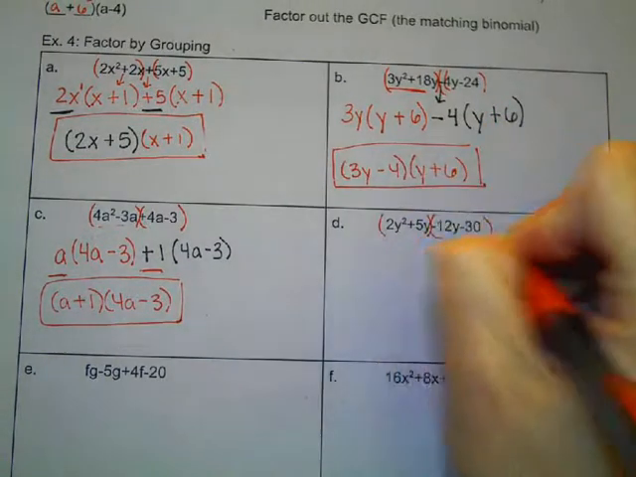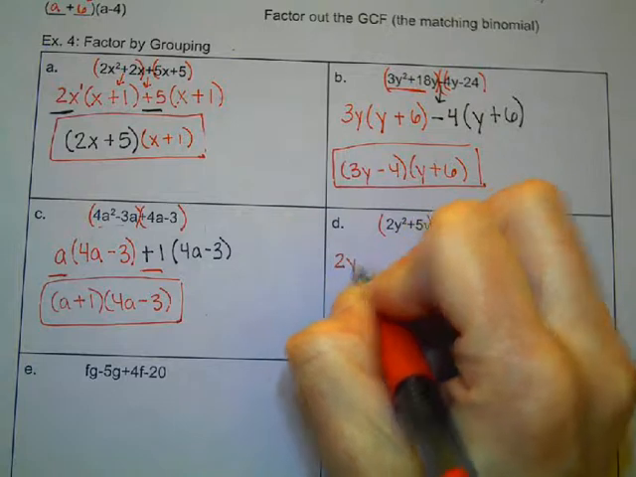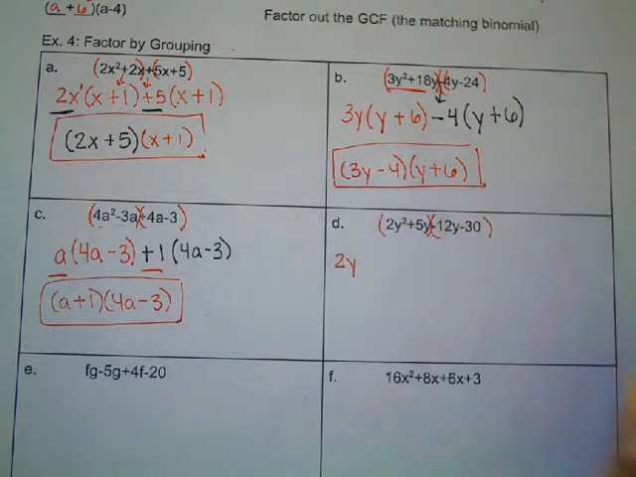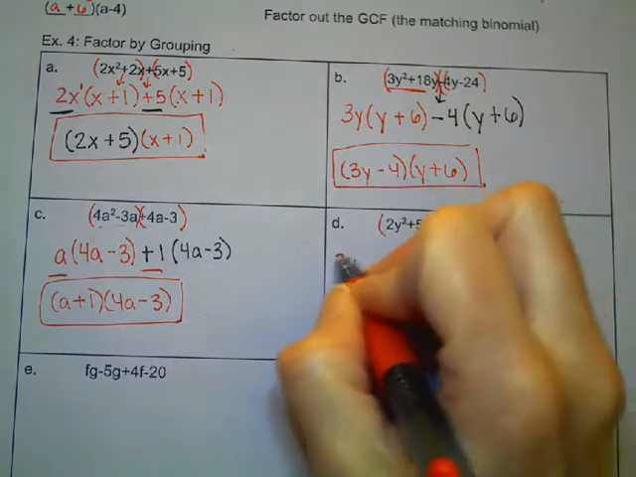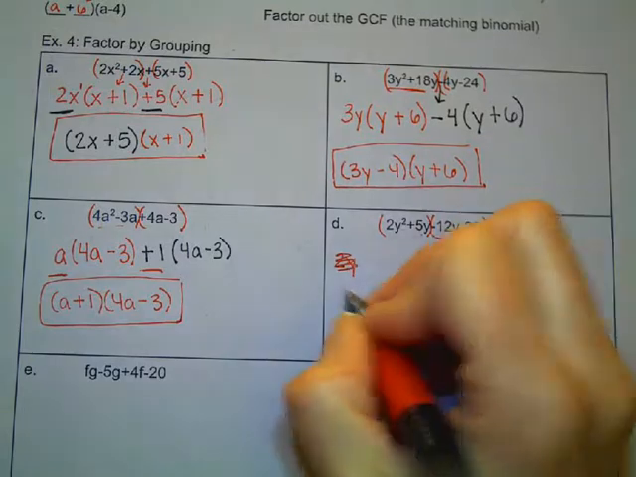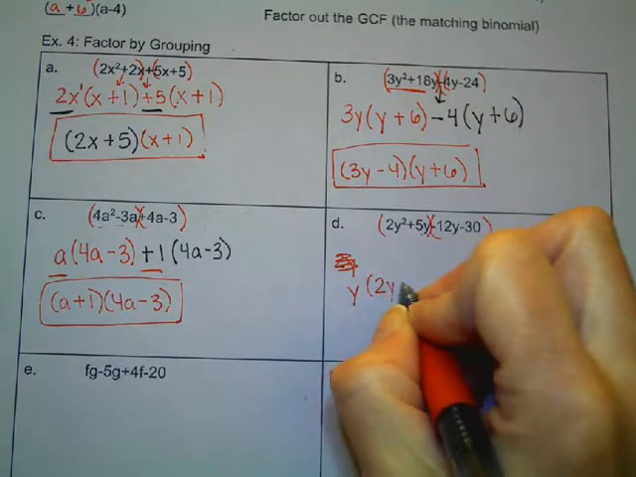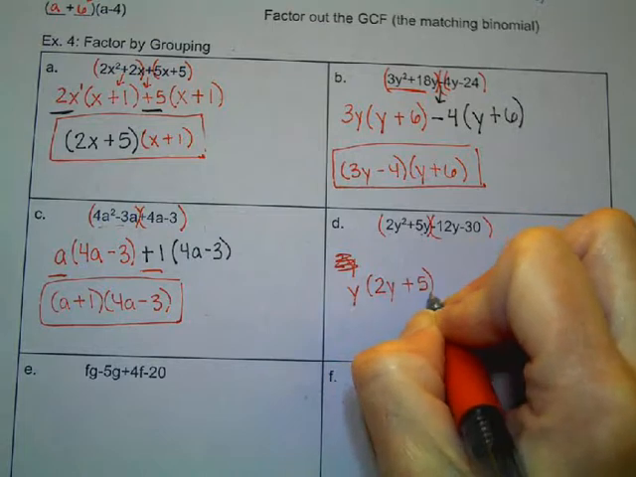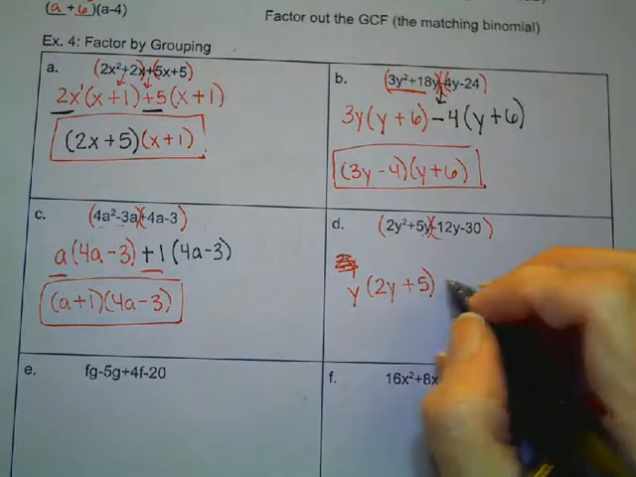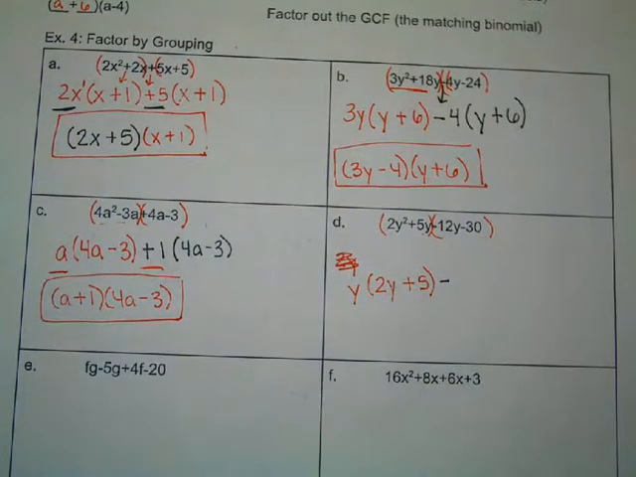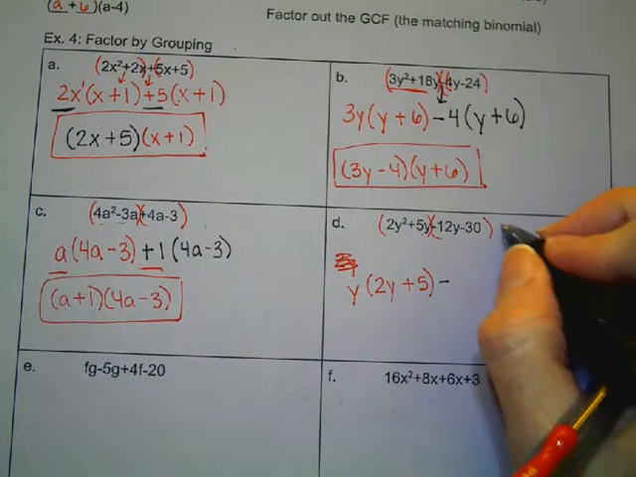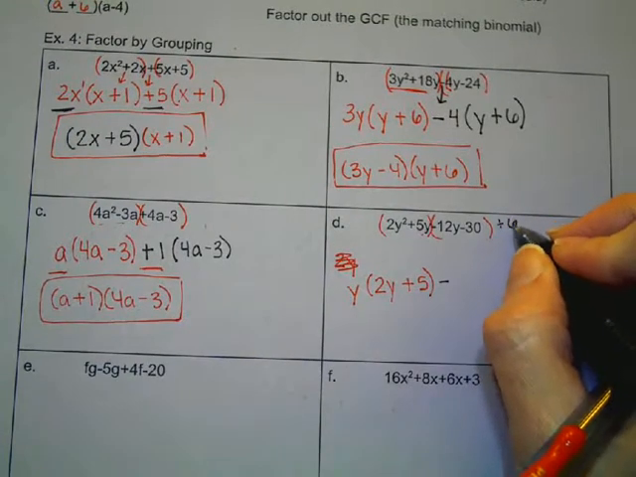These can't be divided by 2, but they do both have a y. So we'll take out a y. Bring down that minus sign. What can 12 and 30 be divided by? I think 12 and 30 can be divided by 6. So I'm going to take out a negative 6 because we want to take out that sign that's there.